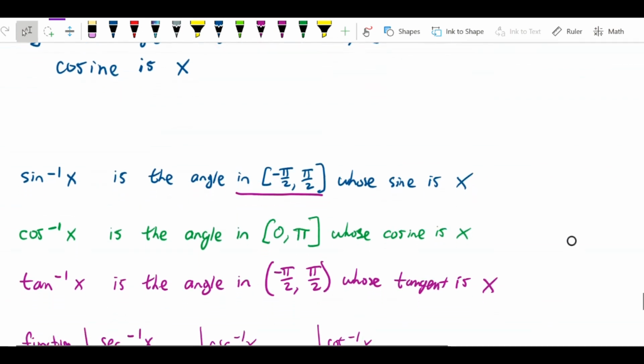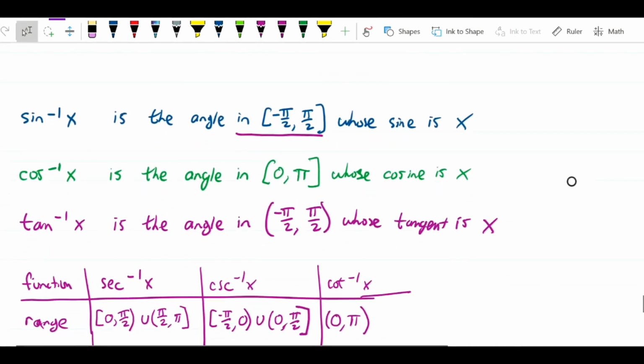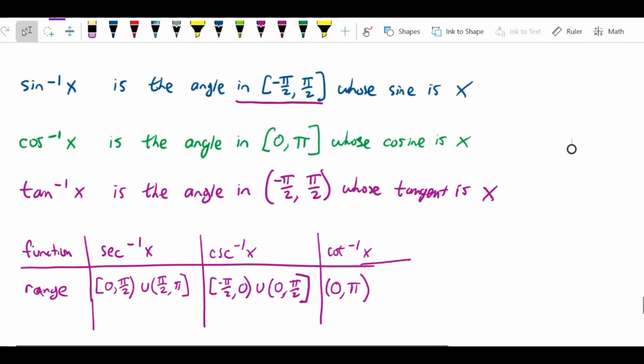I put here what the ranges are for the other three trig functions. These functions are defined in the book, and you can look those up if you want. But we certainly make less use of arc secant, arc cosecant, and arc cotangent.